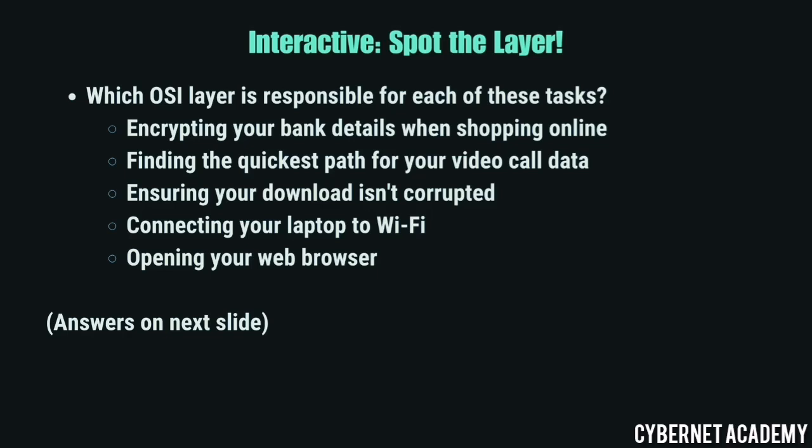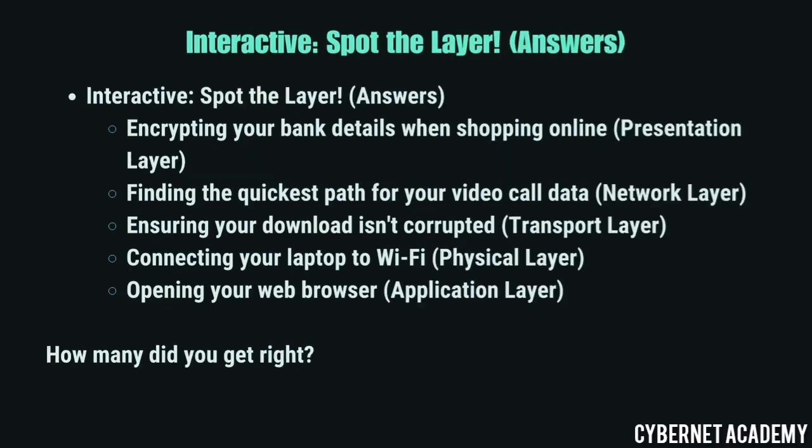Now let's review the correct answers. For the first scenario, encrypting credit card details is the presentation layer at work. For the second scenario, finding the quickest path for the video call is thanks to the network layer. For the third scenario, making sure the game download is complete is the transport layer's job. For the fourth scenario, connecting to Wi-Fi is the physical layer in action. And for the fifth scenario, opening the social media app is the application layer, of course.